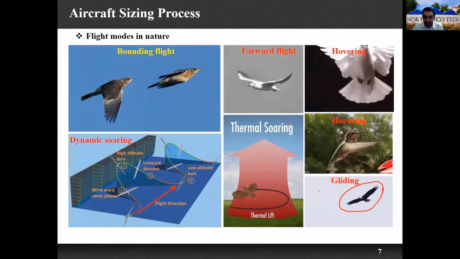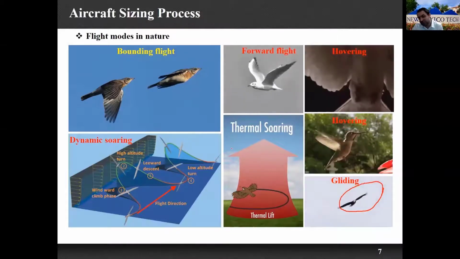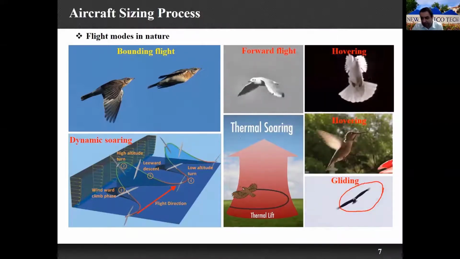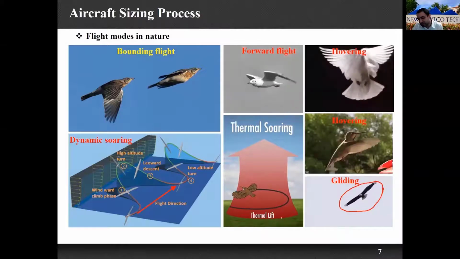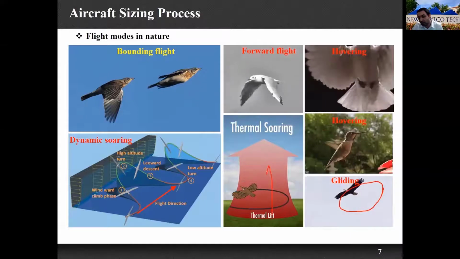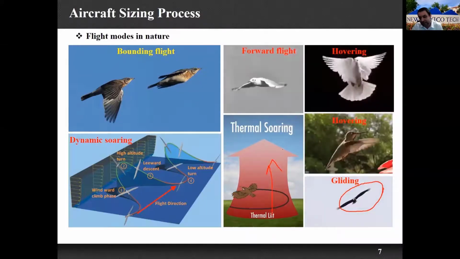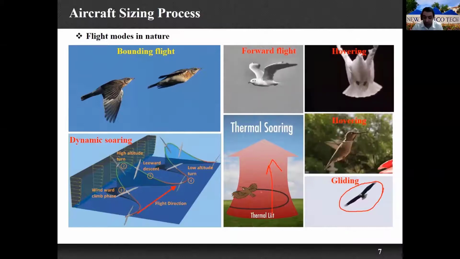We have three types of soaring, and I showed just two of them in this picture, including thermal soaring. Because of the temperature difference in different layers of the air, we have upward lift, which the birds can usually take advantage of, and they can go up without flapping motion.